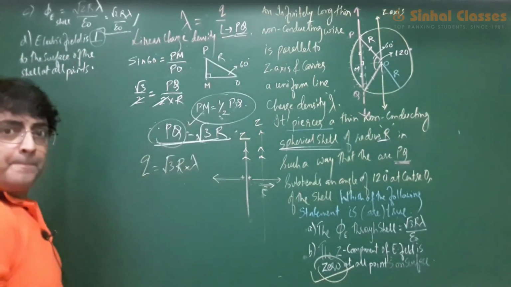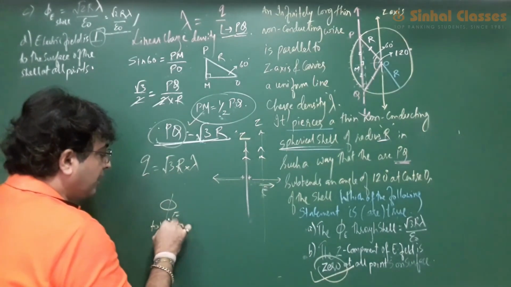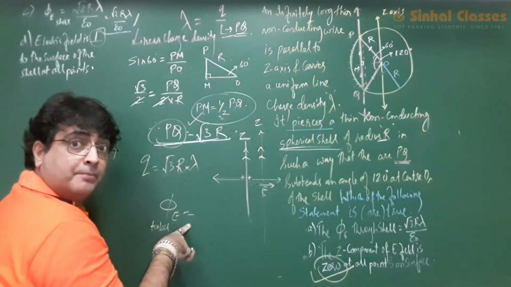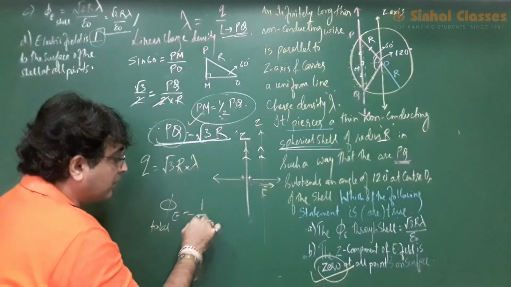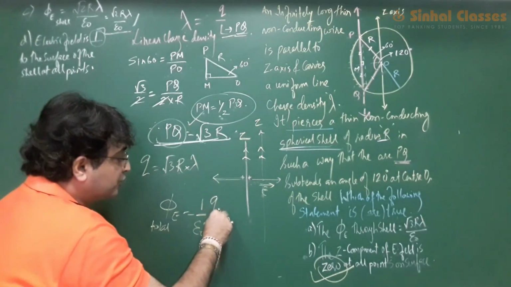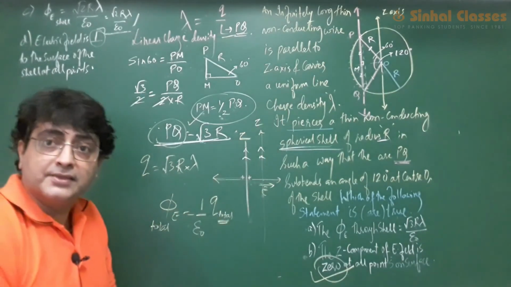So I'll substitute this. What is the total electric flux, students? Total electric flux is 1 upon epsilon 0 times the total charge enclosed in that particular surface.